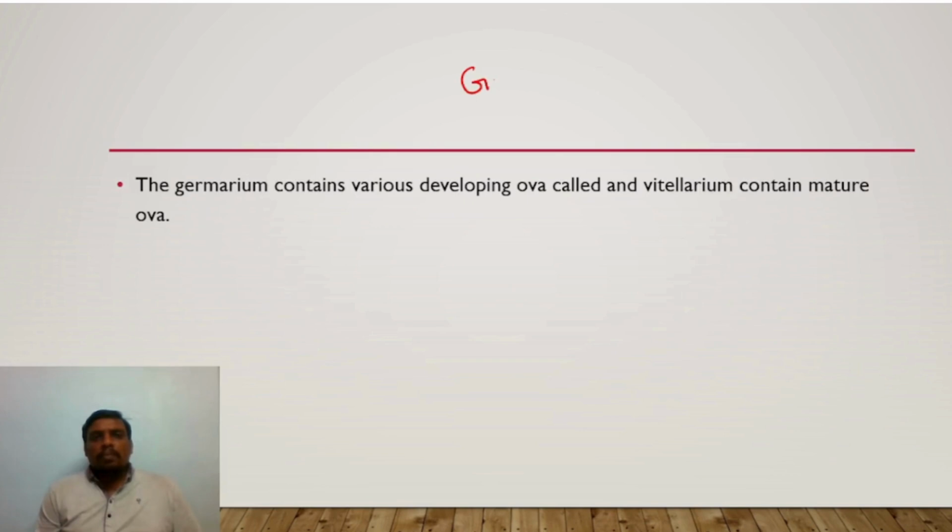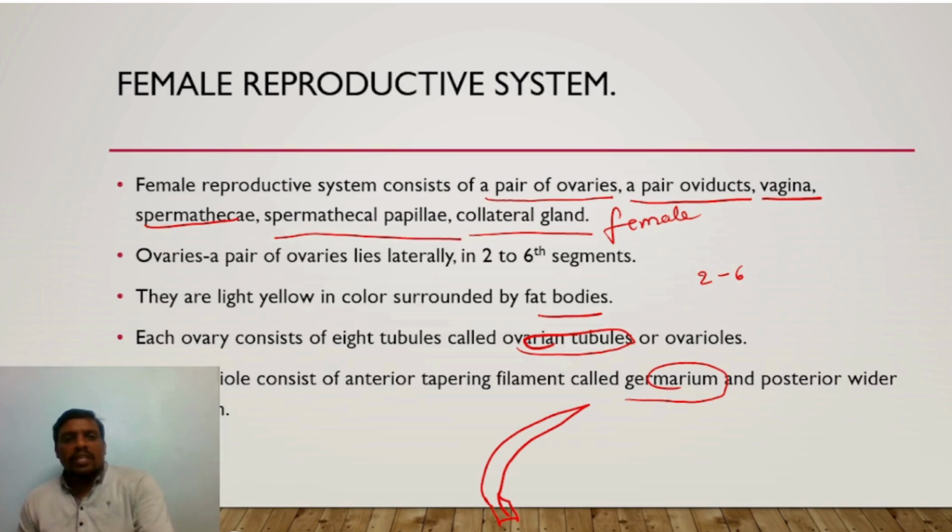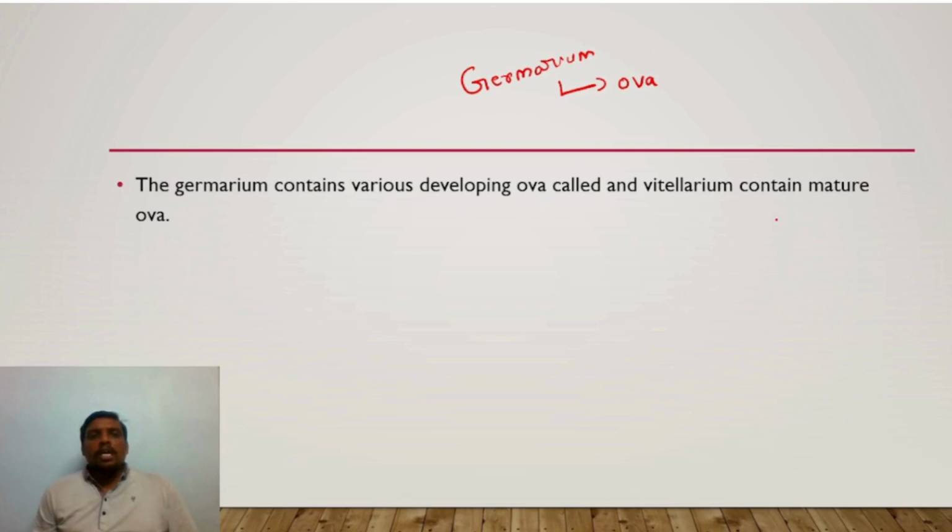The germarium contains various developing ova in the female reproductive system, and the vitellarium is the last one. You can see here, the posterior wider part, the vitellarium, contains mature ova.